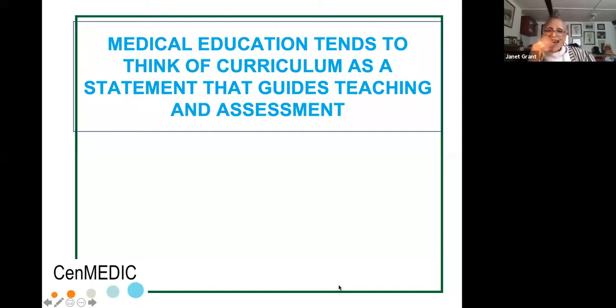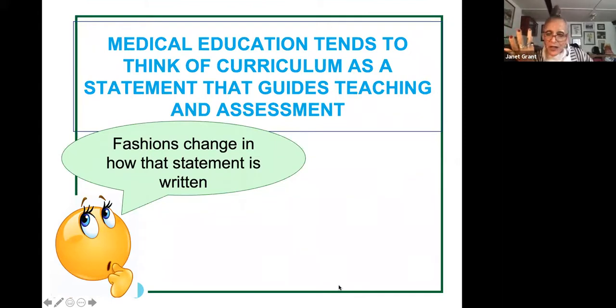So medical education tends to think of a curriculum as a statement. We've got a new curriculum and it's written down, as though that was the most important thing. A statement that guides teaching and assessment. Fashions change about how that statement is written, and they are fundamentally fashions. Changes are almost never, if ever, evidence-based. They are fashions, because education is a social science. Ideas in it are socially constructed. They don't change with evidence. It's not a natural science.